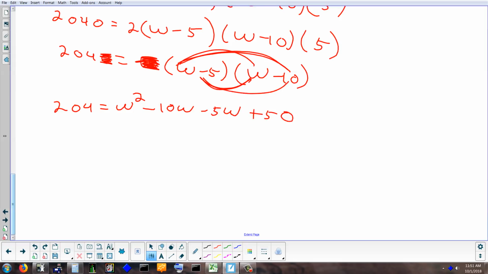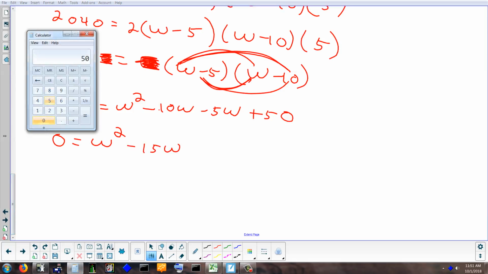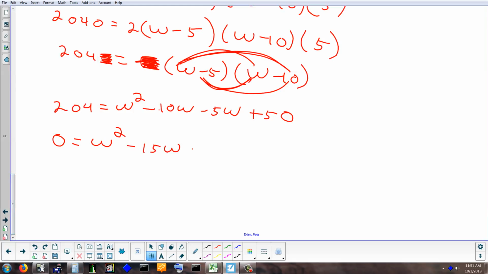So from here, it's just a quadratic equation. Okay. Get it equal to 0 and use either quadratic formula or factor. I don't think this is going to factor nicely. So W squared minus 10 minus 5 is minus 15. And then I've got to bring the 2040 to the other side. So I'm going to do 50 minus 204. Okay, so negative 154.